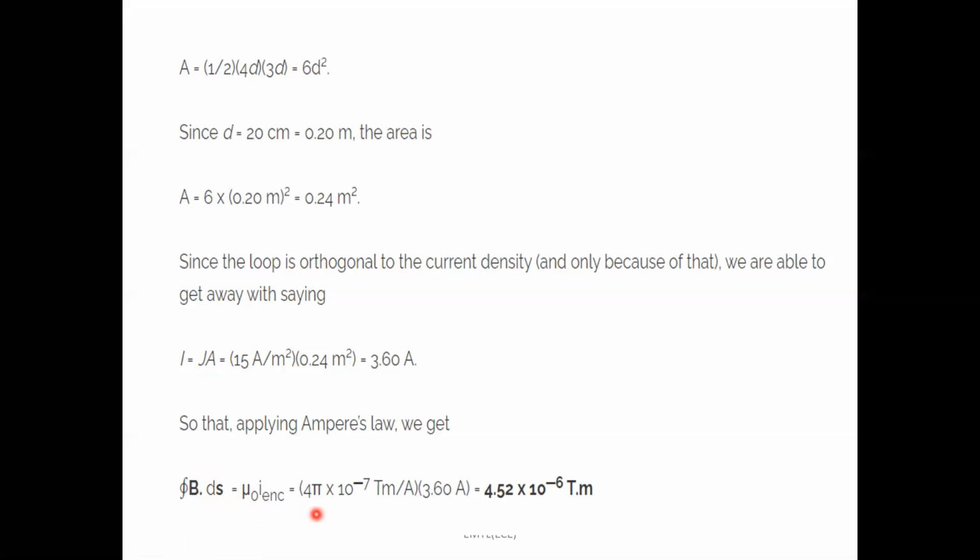So mu naught value is constant, that is 4π times 10⁻⁷, and I, the current value, we have already found. Now substitute these two values. The resultant value is equivalent to 4.52 into 10⁻⁶ Tesla meters. So this is the final result of integral B bar dot dS. And the next problem.